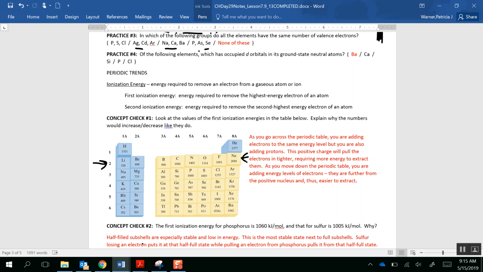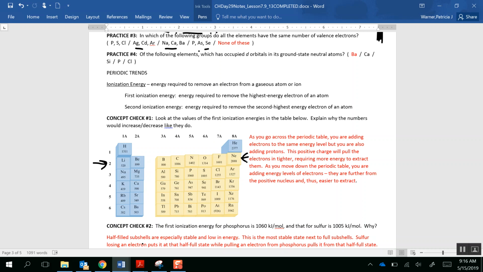Neon, on the other hand, already has a full outer shell. It's not going to want to lose that electron because if it loses that electron, then it no longer has a full outer shell. Okay. So let's look at concept check 1. Look at the values of the first ionization energies in the table below. Explain why the numbers would increase or decrease like they do.